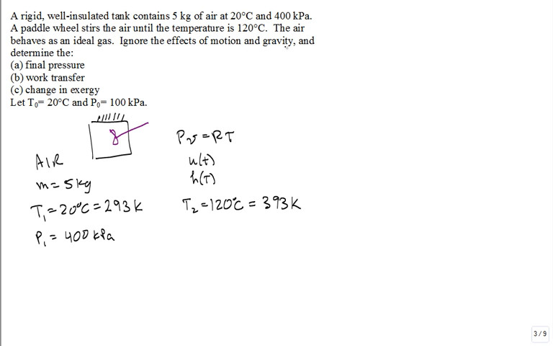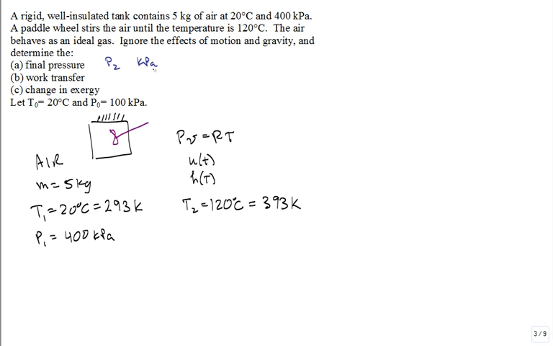Ignore the effects of motion and gravity. There's no large macroscopic motion of the air inside. And there's no gravity changes of the air inside the tank during the process. Determine the final pressure. So we're asked to calculate P2. What do you think the units for P2 would be? Kilopascal. Then we were asked to calculate the work transfer.